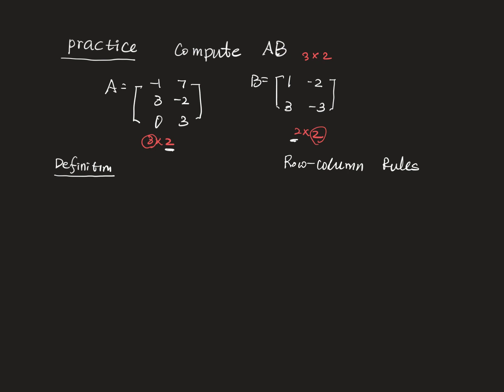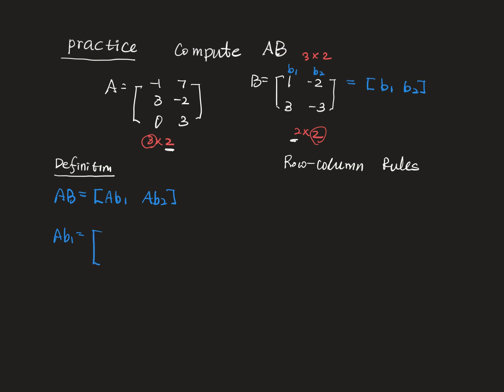So we're going to do it based on the definition. In that case, guys, you have to rewrite B as column vectors. So this one is B1, this is B2. Then we define AB as AB1, AB2. So you can do the AB1.